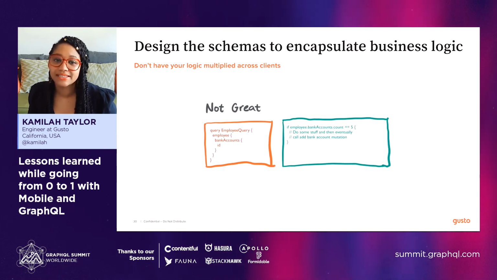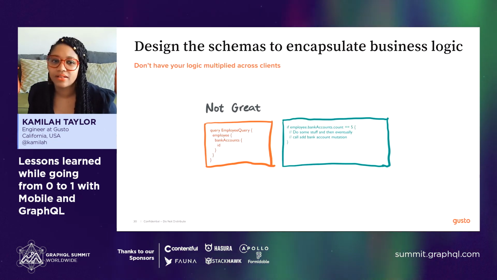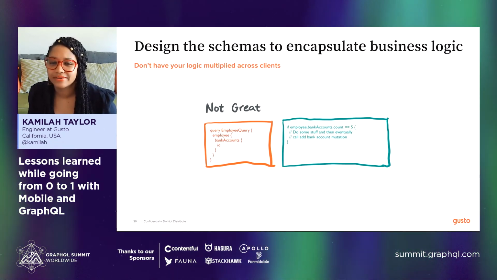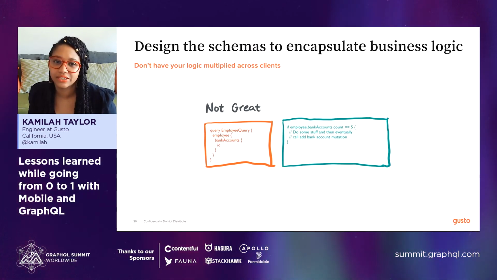This example is similar to something that jumped out at us as incorrect. Imagine we're only allowing an employee to add 5 bank accounts. Of course, we don't want to hard code the max number of accounts on each client, which we've done here by having this type of logic check.